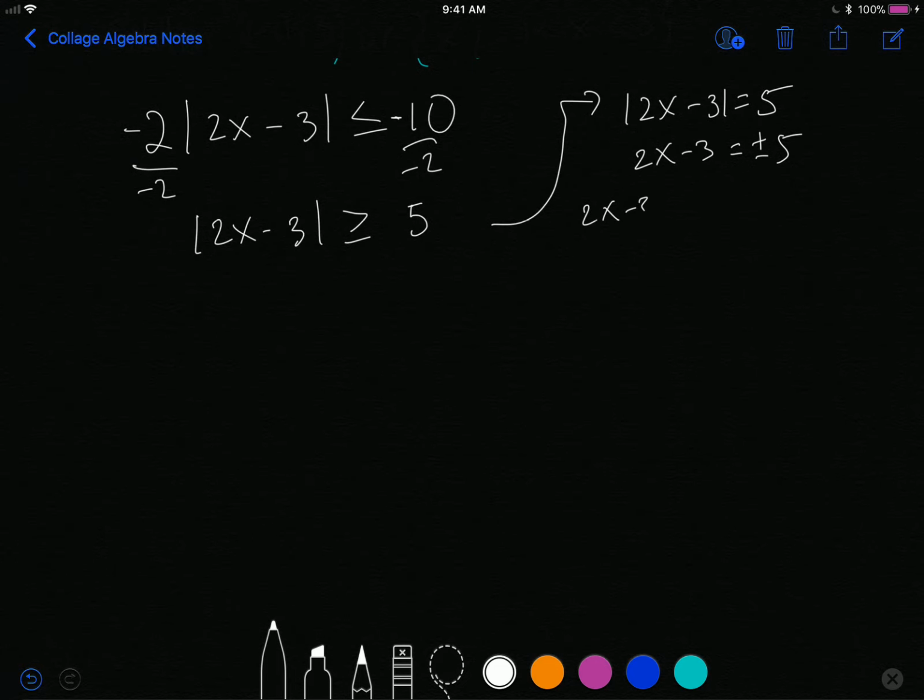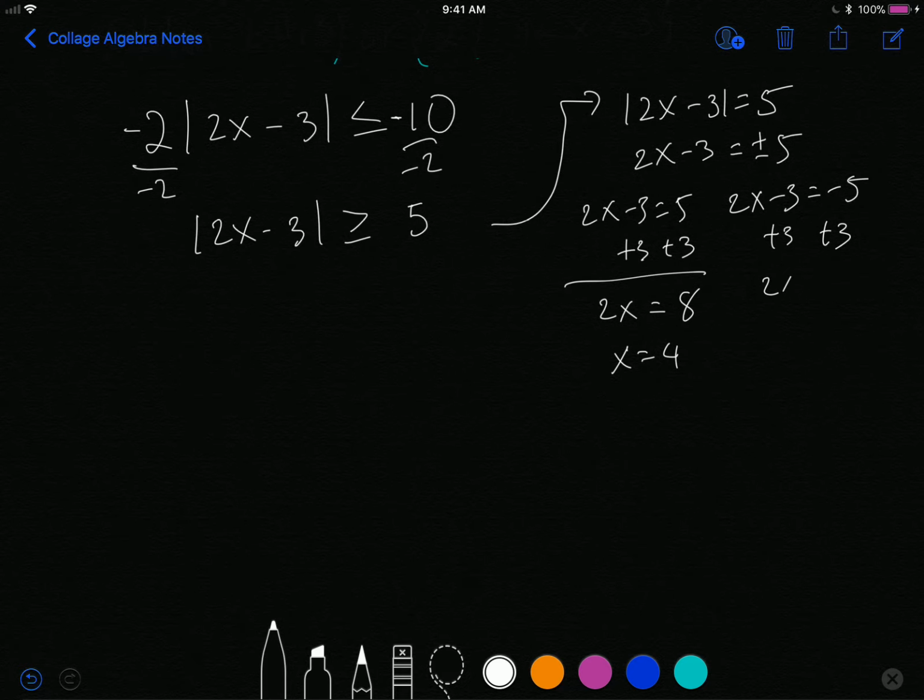So 2x minus 3 equals 5, and 2x minus 3 equals negative 5. And I am adding. I get to add 3 to my little heart's content. So 2x equals 8, x equals 4, and 2x equals negative 2, so x equals negative 1. And so those are the numbers that go onto my sign chart.